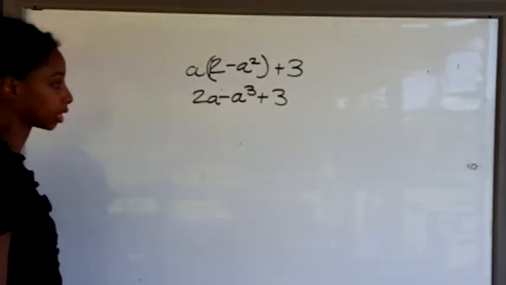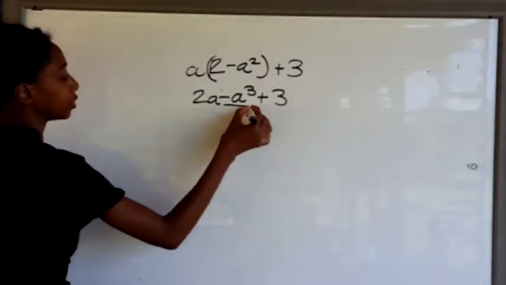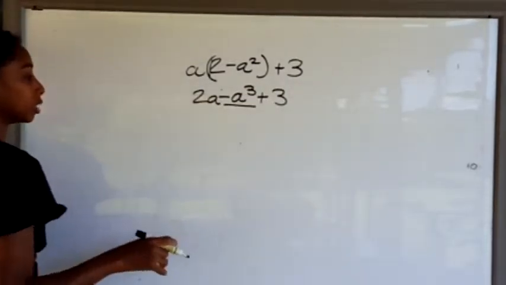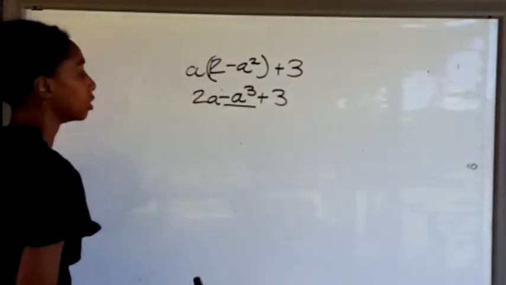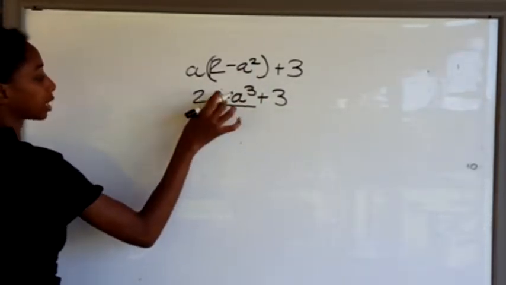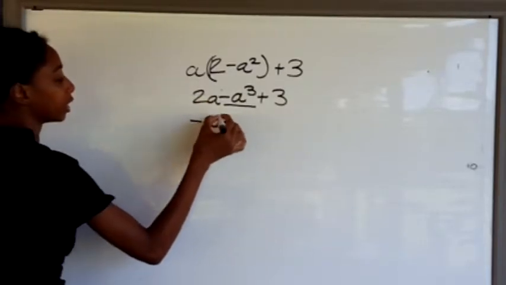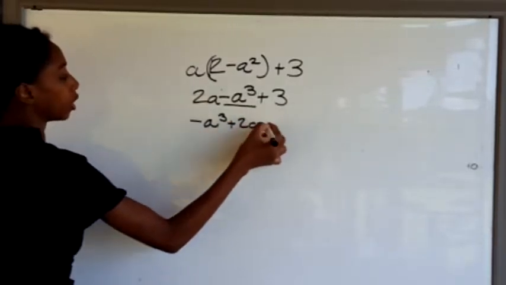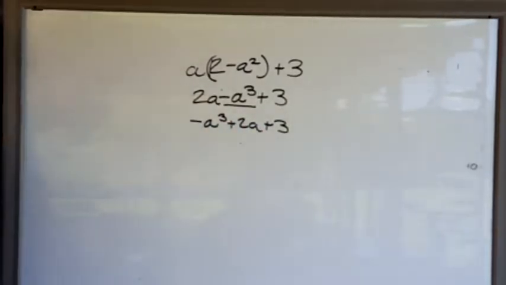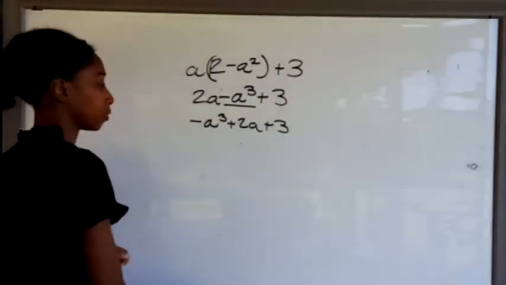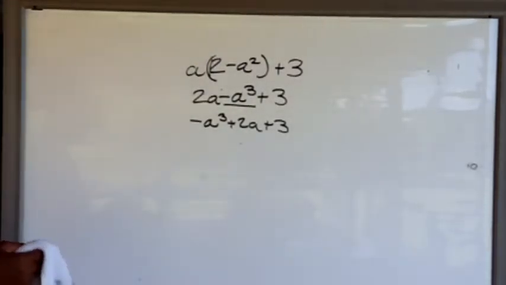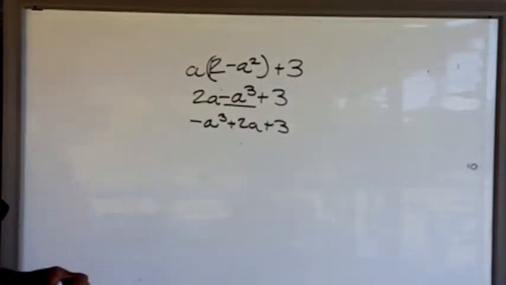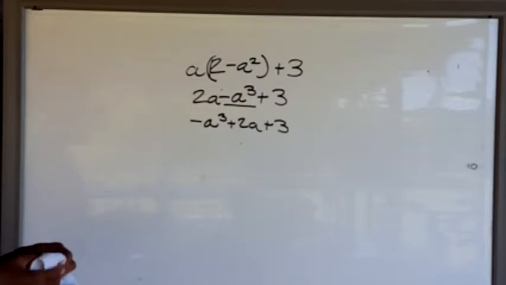Alright, so this is what I'm saying. This needs to go first because it has a variable and it's the highest exponent. You keep the sign in front, so it will be negative A cubed, and then we have a positive 2A, so plus 2A, and then our plus 3. So that's how I want y'all to start paying attention to make sure your problems are in the correct order. Not that the other way is wrong, but it's just, yeah.